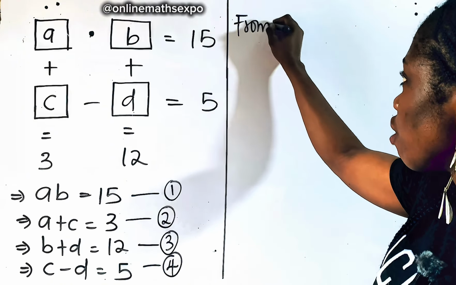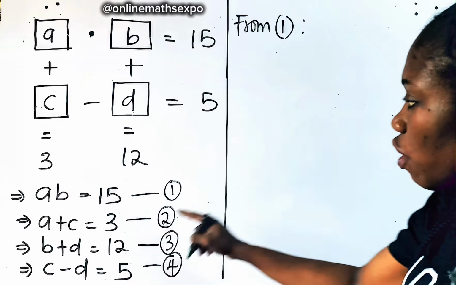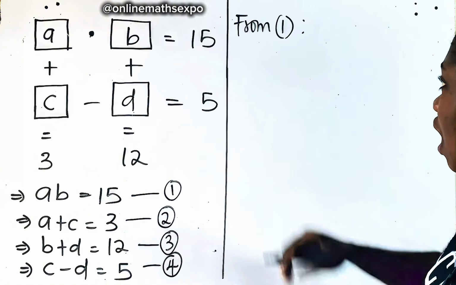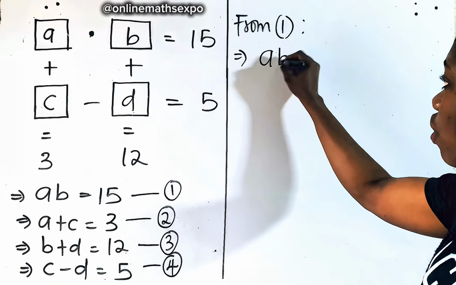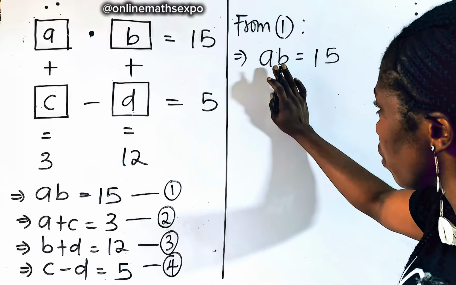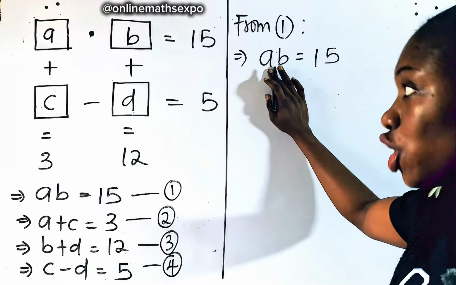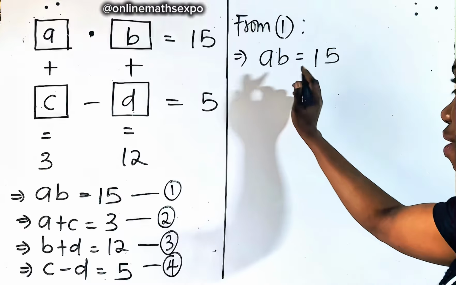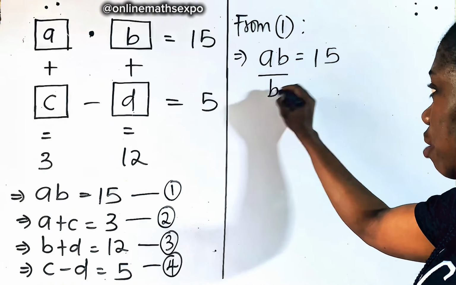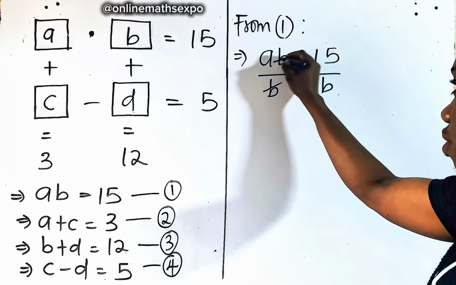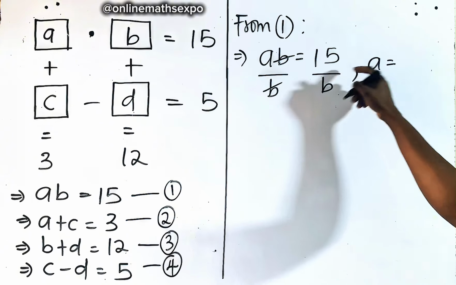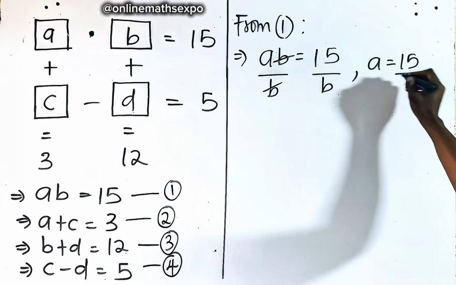So from equation 1, what I have there is AB. So let me bring it down. I have AB is equal to 15. So what we want to do now is to make A the subject. You can choose to make B the subject. So let's make A the subject. To do that, we are going to divide both sides by B so that A is made the subject. So when you do that, A will give us 15 divided by B.